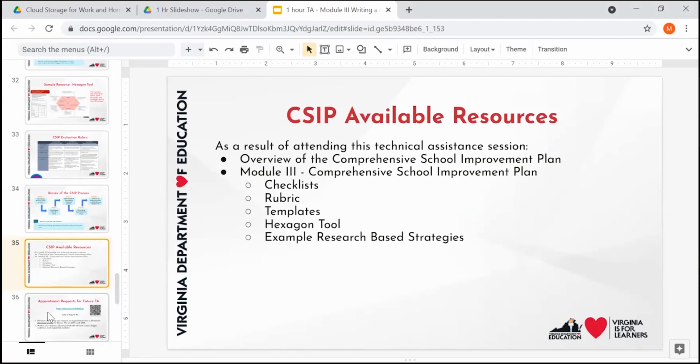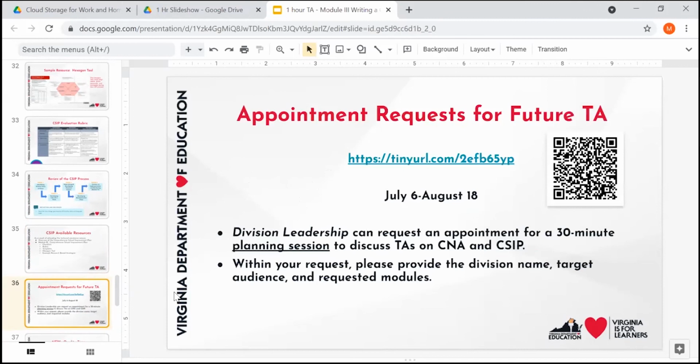As you're thinking through, this was just an overview, a very quick splash of all those phases and all those resources. We are also here to help you really dig in deeper. Division leadership can request an appointment with us, which would be just a planning session to talk about how the Office of School Quality can partner with you to dig in deeper.